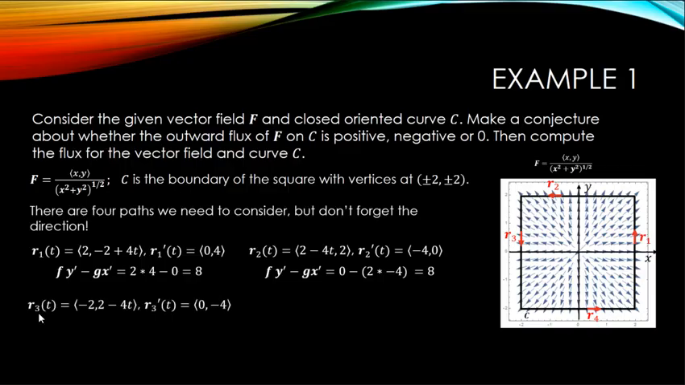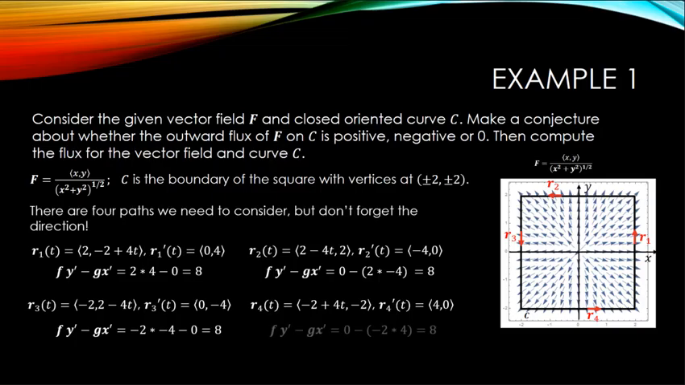8. R sub 3 is the vector with components negative 2 and 2 minus 4t. R sub 3 prime is the vector with components 0, negative 4. F y prime minus g x prime gives me 8 again. R sub 4 of t is the vector with components negative 2 plus 4t and negative 2, and R sub 4 prime of t is the vector with components 4, 0. F y prime minus g x prime again gives me 8.